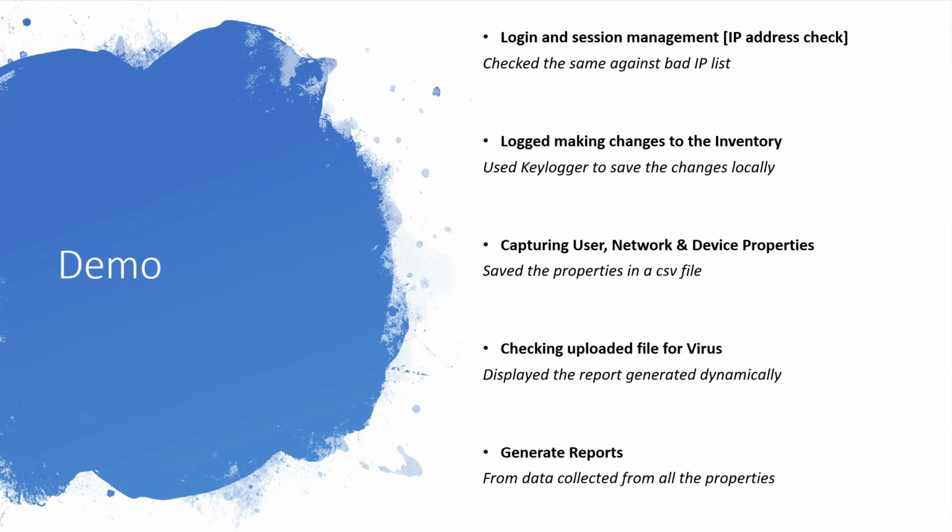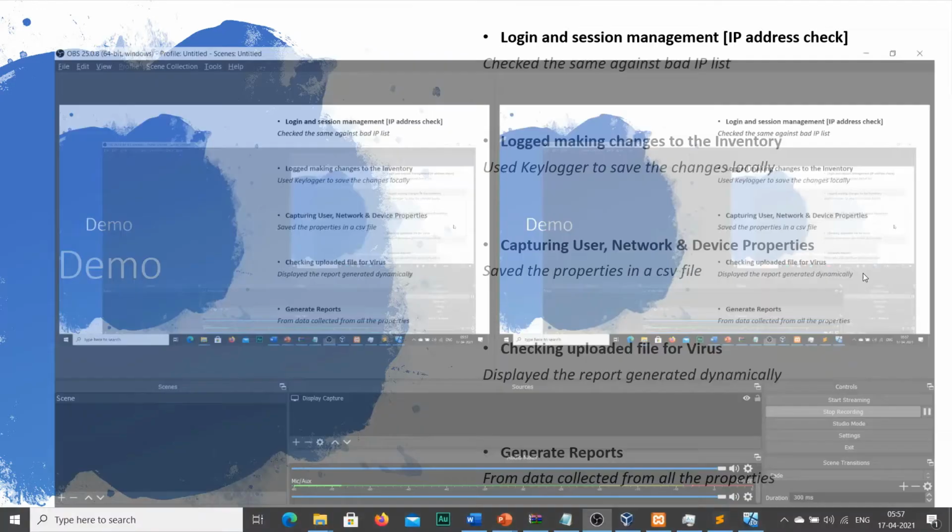After this, we are going to look at multiple files that we'll be uploading on our website, and we will generate a report on this, like if it has a virus or if it is a safe file. And finally, we are going to generate reports that have data collected from all the properties that we have captured. So let's begin.